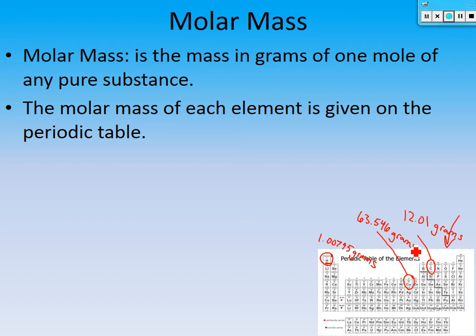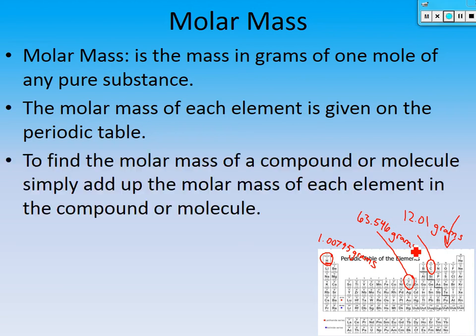So they're all different. Okay, we just learned how to find molar mass. Well, what if I ask you to find the molar mass of, say, H2O? Well, that's what this bullet is for. It says to find the molar mass of a compound or a molecule, you simply add up the molar mass of each element in the compound or molecule. So Zach, help me out. If we're talking about H2O, what's the molar mass of that molecule?